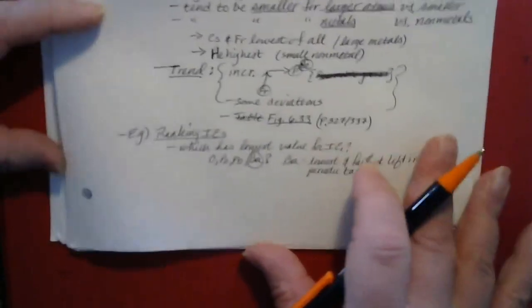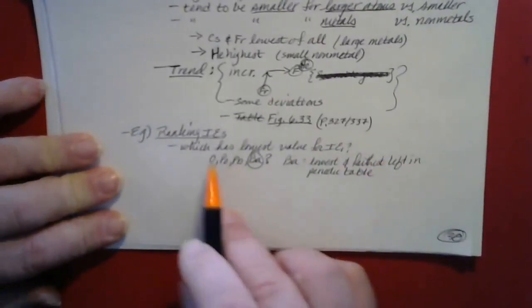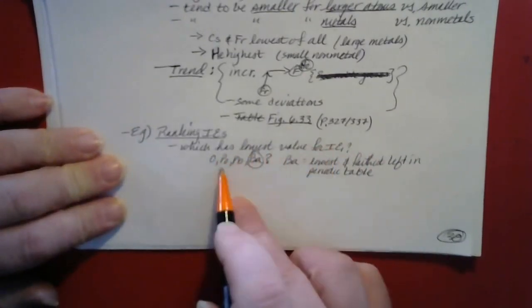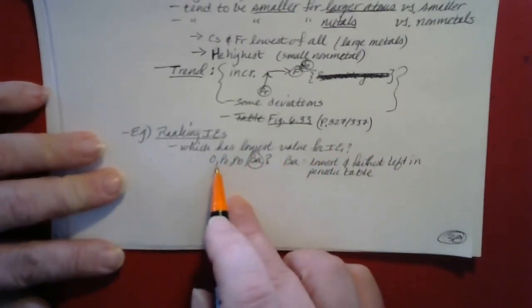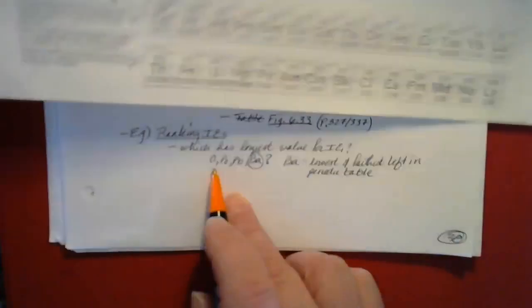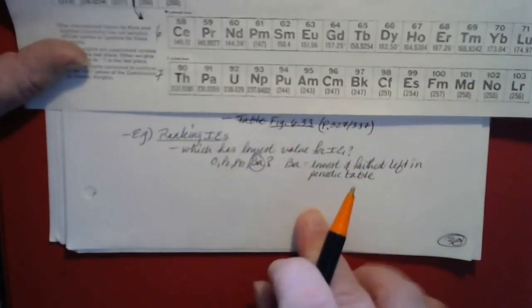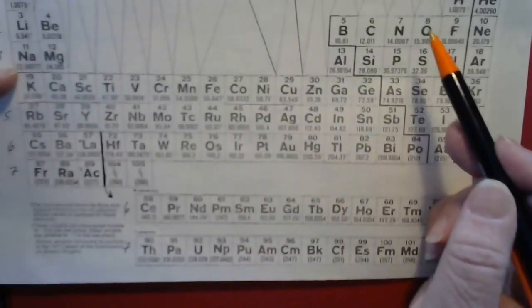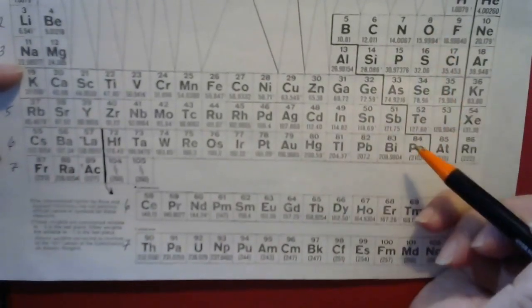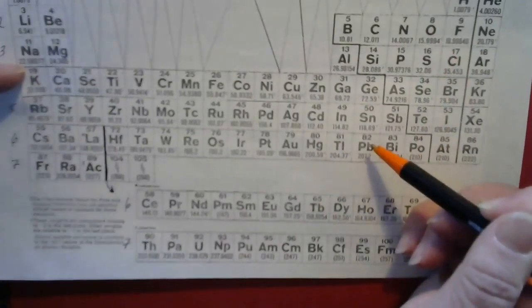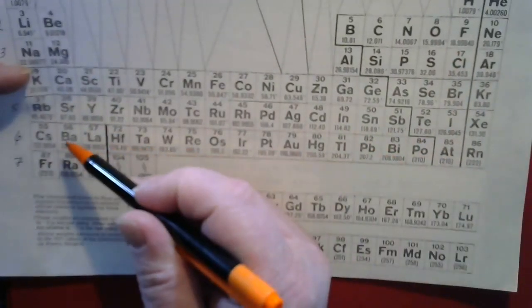Okay, so we have a little example here of ranking ionization energies for a group of elements. Which of these elements would have the lowest value for ionization energy? We've got oxygen, polonium, lead, and barium. Oxygen is way up here. Polonium is down here, and there's lead, and there's barium.